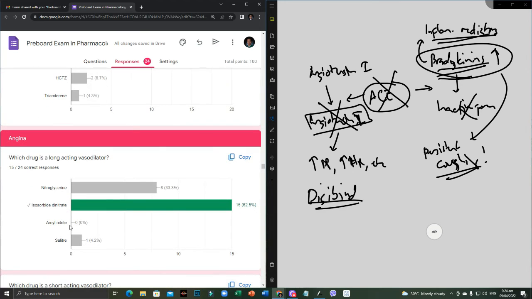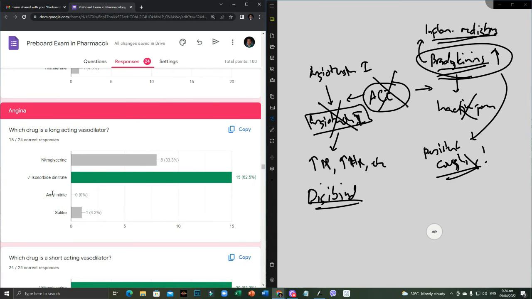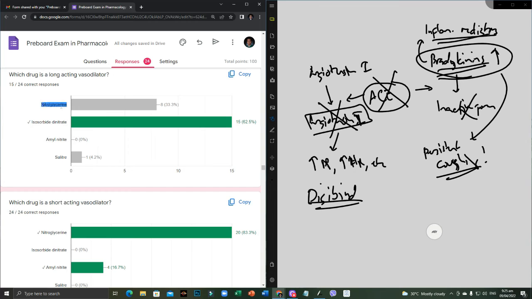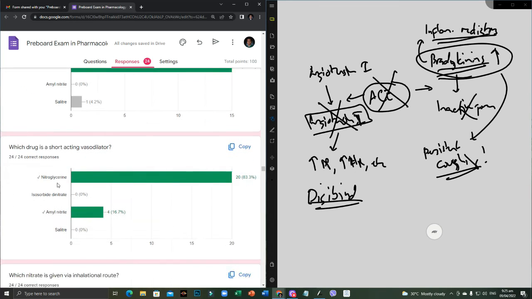Okay, next one. Let's go to angina na. Which drug is a long-acting vasodilator? So very good. That's isosorbide dinitrate. Nitroglycerin class is short-acting. Okay? So for short-acting class, we have nitroglycerin.